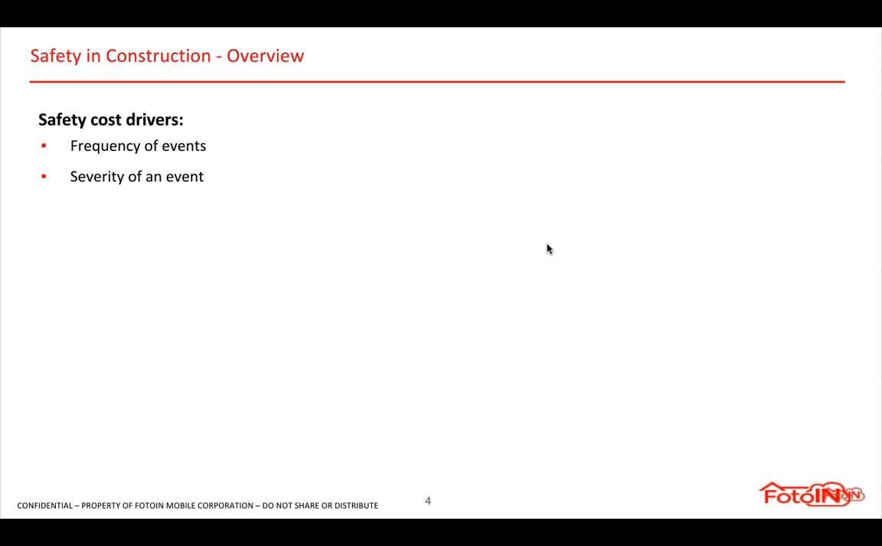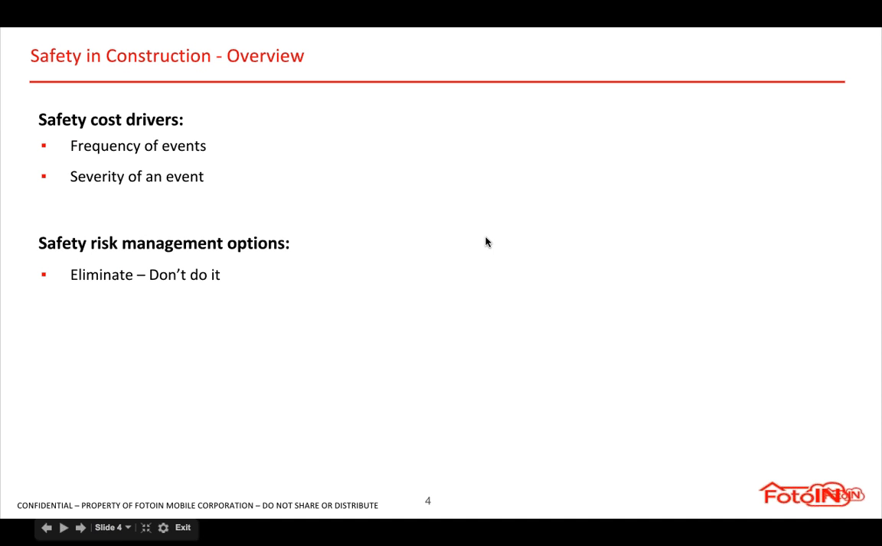So let's get going with a brief overview of safety in construction. I generally consider this to be preaching to the choir, but just to set the stage for what we will be talking about. Obviously, safety costs money if it's not done properly. So from a risk management perspective, we're talking about the frequency of events, and then whatever the severity of an event is, that would be the cost driver from a safety management perspective. And then again, talking about risk management options in terms of managing safety risks, from the risk management expertise.